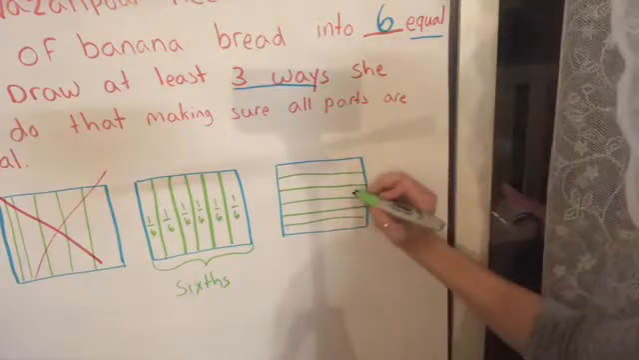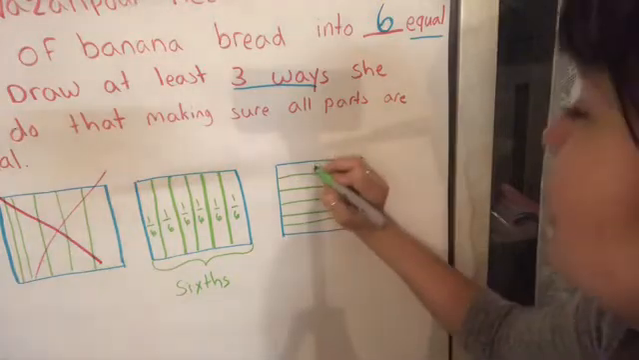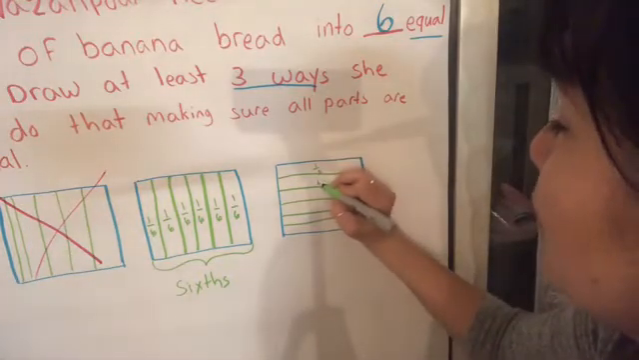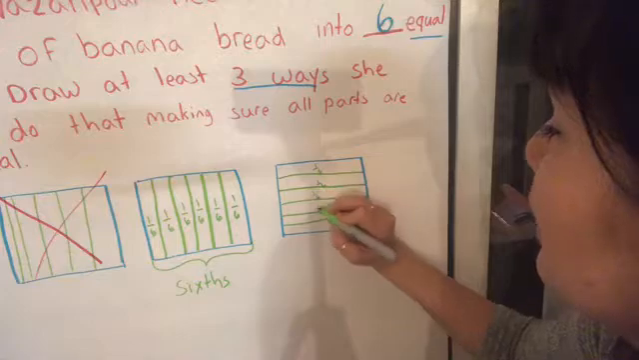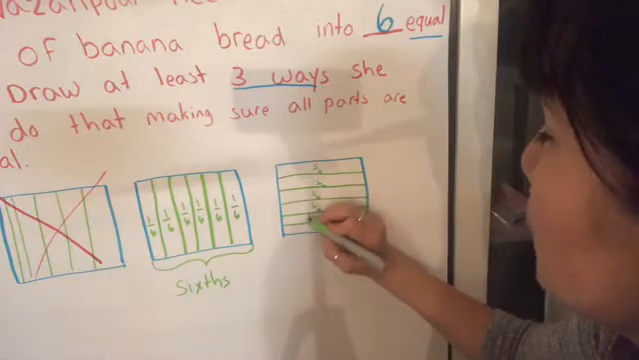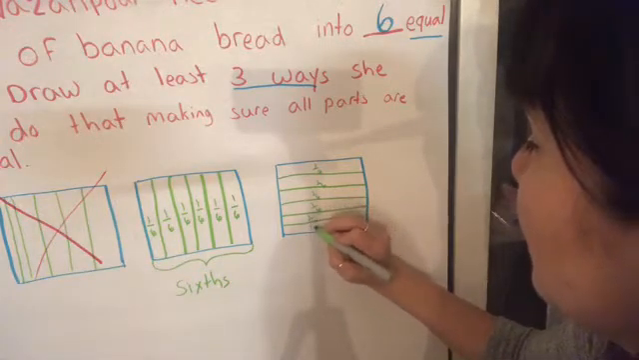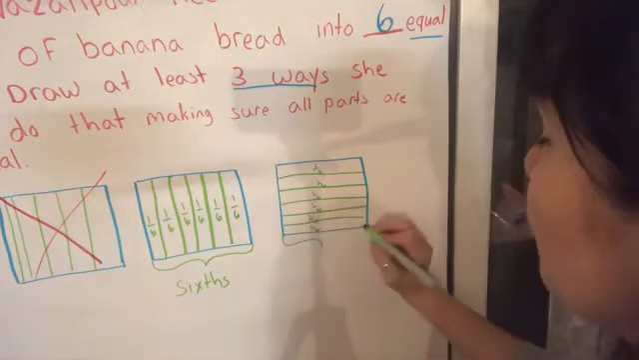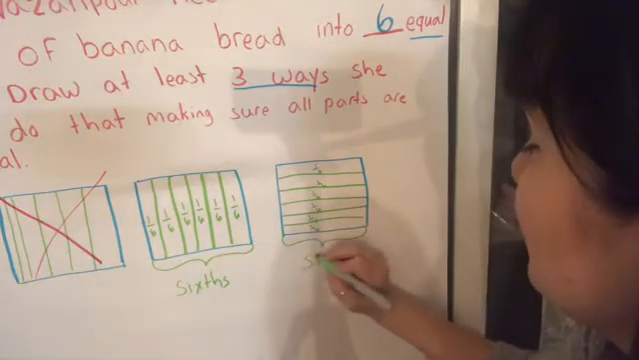Okay, 1, 2, 3, 4, 5, 6. A sixth all the way down. These are all sixths. I want to make sure I label them. Okay, and label the whole thing as sixths.